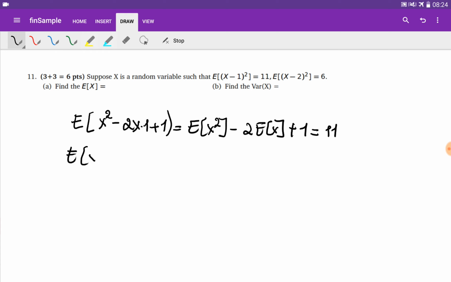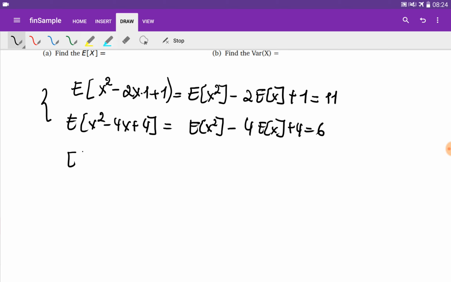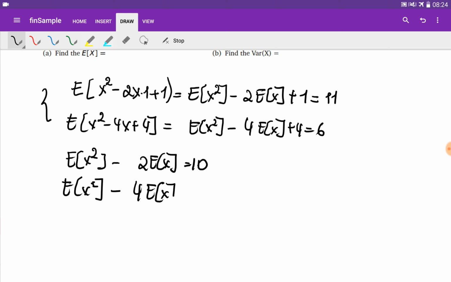So the expectation of x squared minus 4x plus 4 is equal to the expectation of x squared minus 4 times the expectation of x plus 4, which is equal to 6. So we've got a system. We just need to find E of x and E of x squared from here. The expectation of x squared minus 2 times the expectation of x is equal to 10. The expectation of x squared minus 4 times the expectation of x is equal to 2. In order to find the expectation of x, we are going to subtract them. It is going to be 2 times the expectation of x is equal to 8.